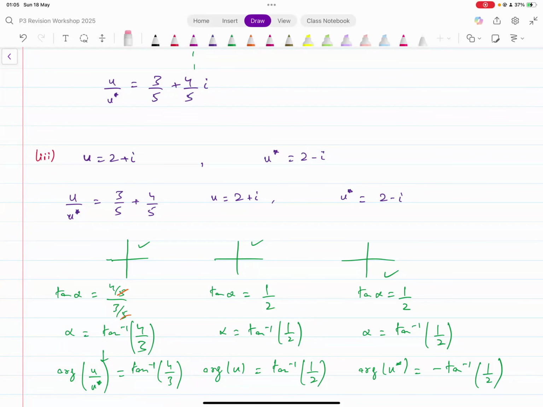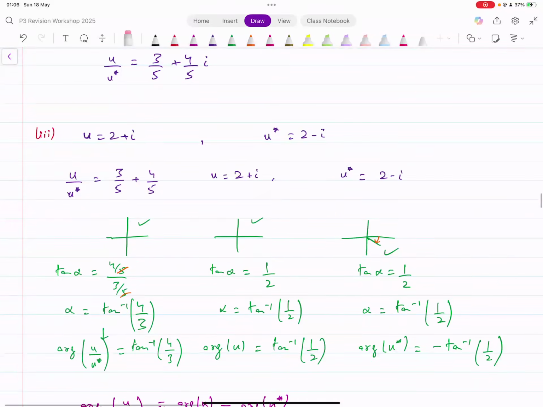Then you find the argument of 2 minus iota, that's in the fourth quadrant now. Find the basic angle. The basic angle turns out to be tan inverse of 1 over 2. However, since it is in the fourth quadrant, that means it has to be negative. We'll have to go in this direction. The argument would be minus tan inverse of 1 over 2. That will be the argument.